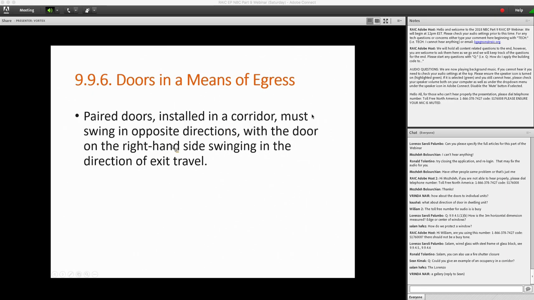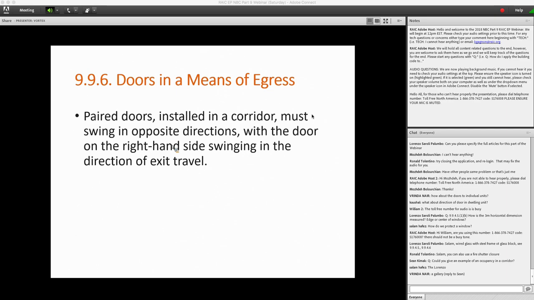Now, when you have paired doors, for instance, if you have a door in a corridor that has exit stairways on both ends of the corridor, you have to design the paired door swing such that you can swing in either direction to get to either of the exits on the opposite ends of the corridor. And for that reason, paired doors installed in the corridor must swing in opposite directions, with a door on the right-hand side swinging in the direction of exit travel.